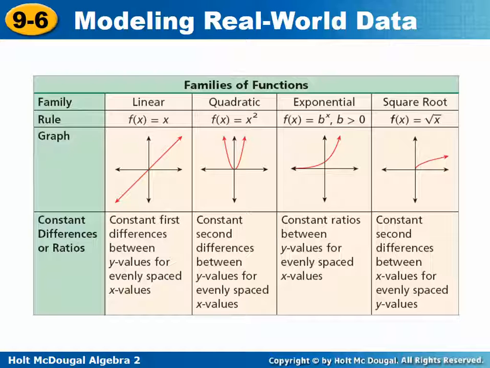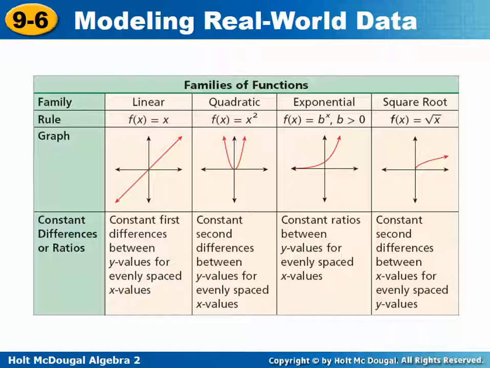Now, if you want to tell whether some data fits one of these, one thing that we can do if we don't want to graph it and run regression is we can look at the table of values. We can generate our own table of values, or we might be given one. If the first differences between the y values are the same, then it's linear because the slope is constant. So up 1 over 1, up 1 over 1. If the second differences are constant, then it's quadratic. If the ratios between the y values are constant, then it's exponential.